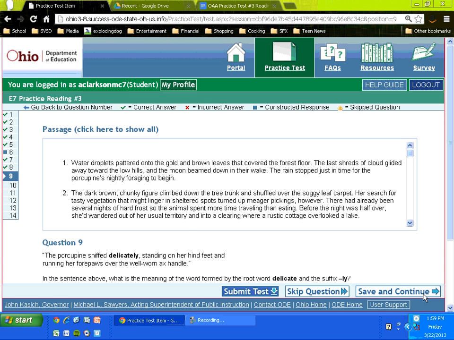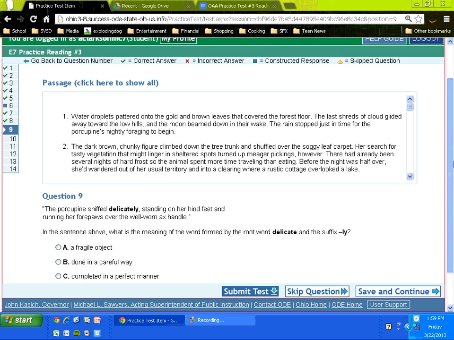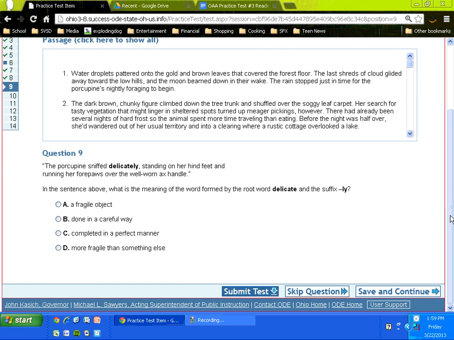The porcupine sniffed delicately, standing on her hind feet and running her forepaws over a well-worn axe handle. In the sentence above, what is the meaning of the word formed by the root delicate and the suffix ly? Hold on. Suffix ly, what are you immediately thinking of? Adverb, thank you very much. Through first semester and our vocab word transformations, whenever you see a suffix, you should immediately think part of speech.